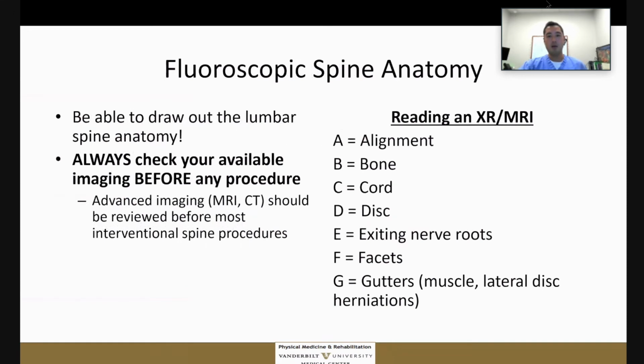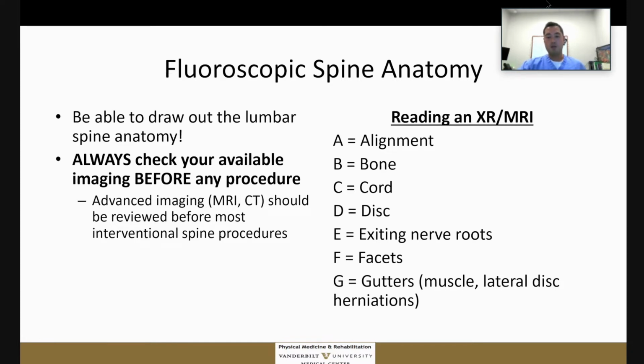So before you perform any type of procedure, I think it's very important to know the anatomy. And so we're going to focus on the lumbar spine today. There are some great resources out there. One of them is by Dr. Bogduk, which essentially teaches you how to draw out the lumbar spine anatomy. But importantly, before you do any procedure, you should always review available imaging, most likely an MRI of the spine, a CT scan, as well as X-rays.